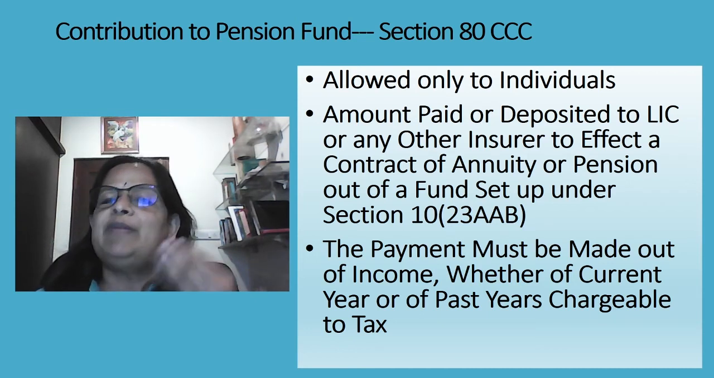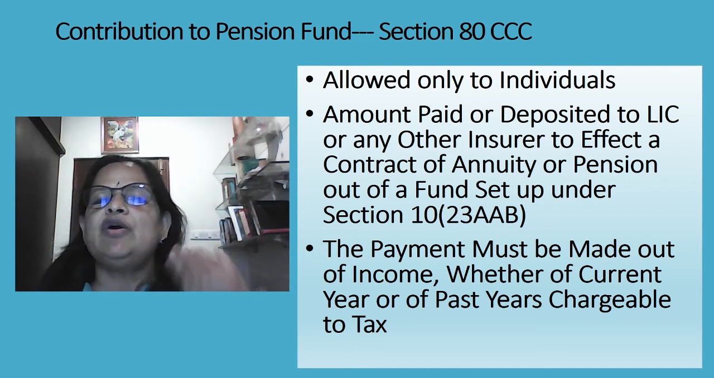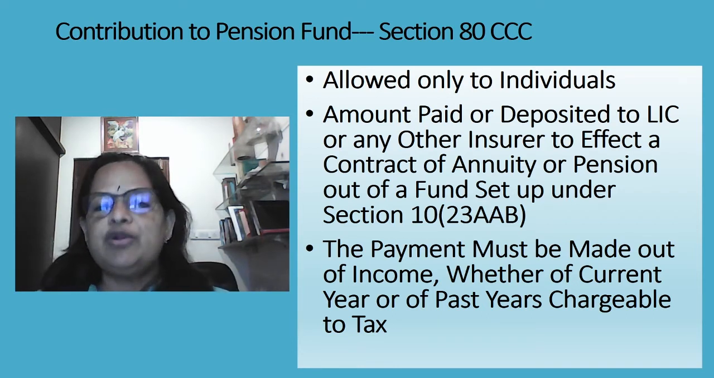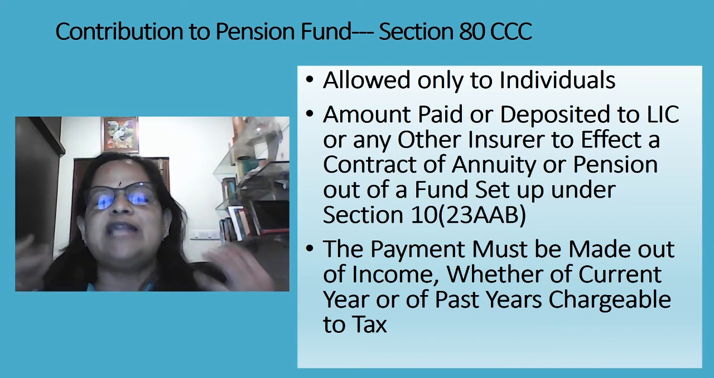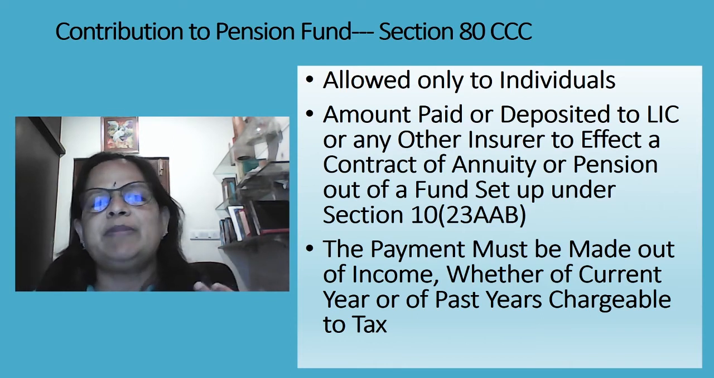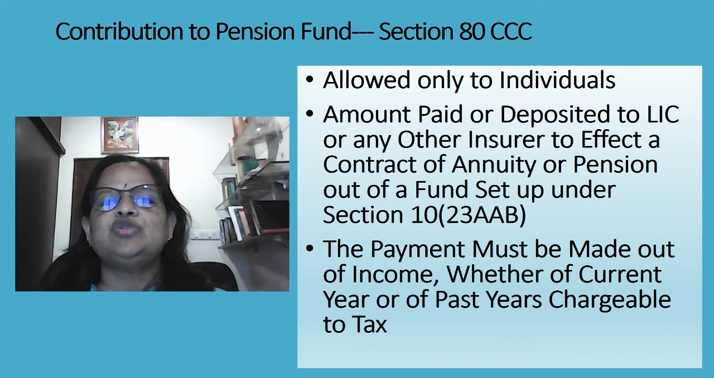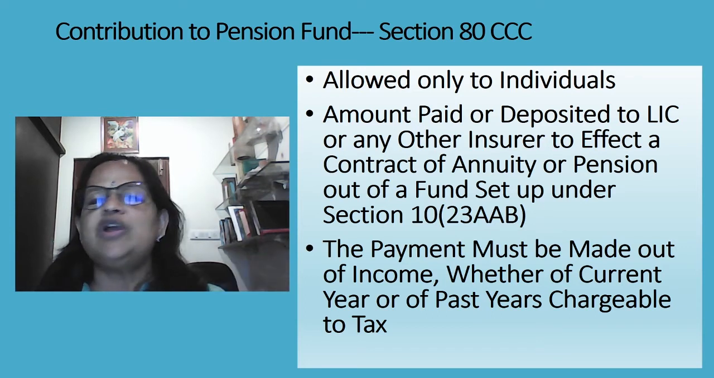This is the amount paid or deposited to LIC or any other insurer to effect a contract of annuity or pension, out of a fund set up under section 10(23AAB). Section 10, you know, is about exempted income. Usually life insurance companies give schemes for pension funds. Those who are in the private sector, or those who are not eligible to get pension, can join this. This pension scheme is available from any insurance company, mainly promoted by life insurance companies.